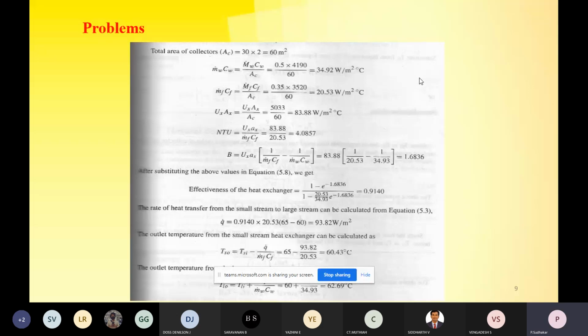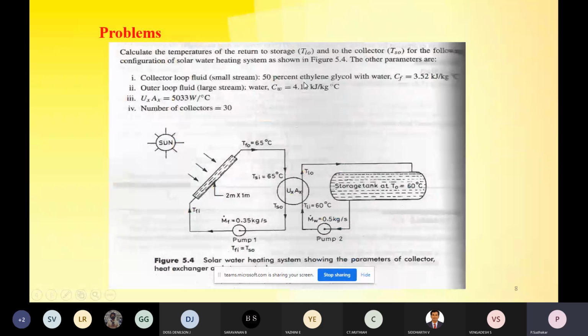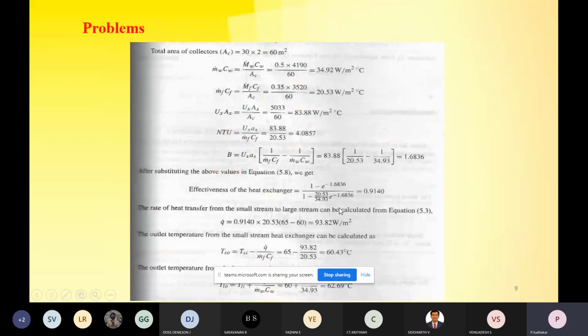So sorry, M dot W is this one, the water that is flowing in this one. So M dot W CW. You have to find the capital M dot CW by AC. So 0.05, that is the mass flow rate of water flowing inside the storage tank and heat exchanger, and CW, the heat capacity, is 4190, divided by the area of the collector, you get M dot W CW.